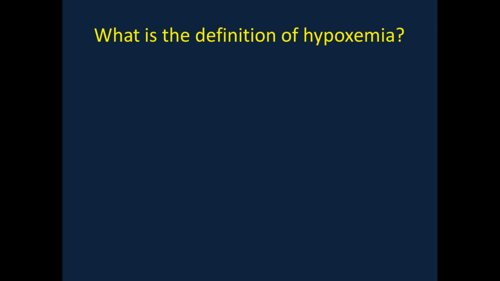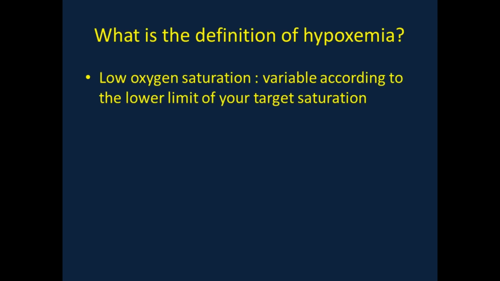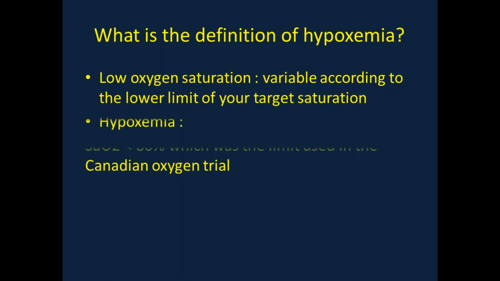So first, what is the definition of hypoxemia? And what is the definition of low oxygen saturation? Low oxygen saturation is variable according to your lower limit of target saturation. So if you have a target saturation of 90 to 95, below 90 is low saturation. If your target saturation is 88 to 92, below 88 is low saturation.